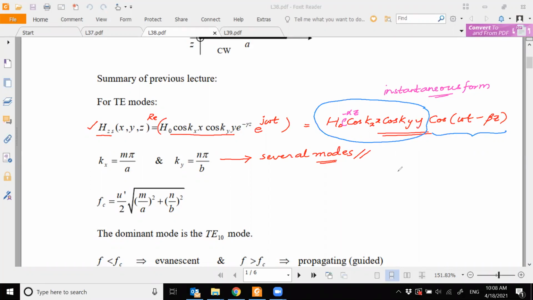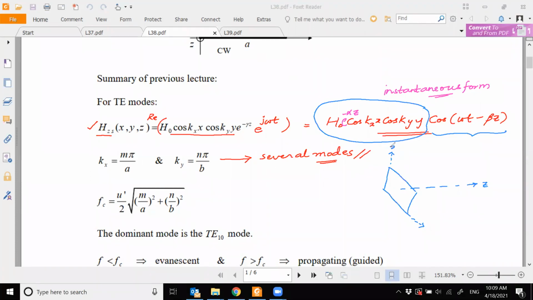That means, if this is your waveguide and this is my direction of propagation z, then the field will change its amplitude along these directions. So this is my x direction. This is my y direction. No, let me take it the other way around because it will not satisfy the right hand rule.